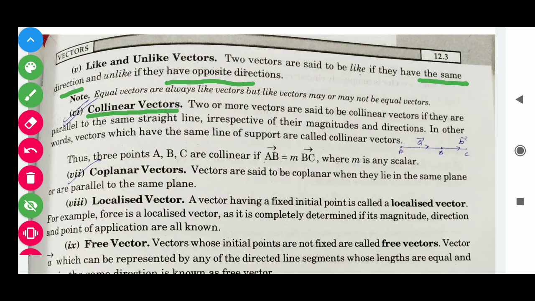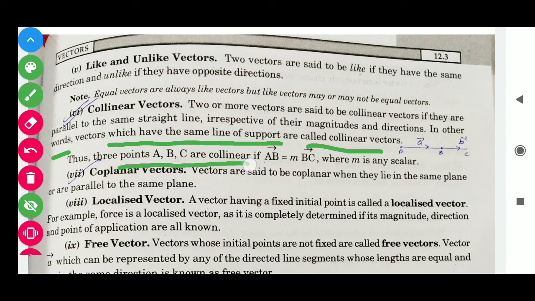Students, all of you have studied this from class 10th. What is collinear? So here, by using the same definition, two or more vectors are said to be collinear vectors if they are parallel to the same straight line. In other words, vectors that have the same line of support are called collinear vectors. So thus, 3 points A, B, C are collinear if AB vector is equal to m times BC vector, where m is any scalar. Students, you have to commit this result because we use this result in the questions.